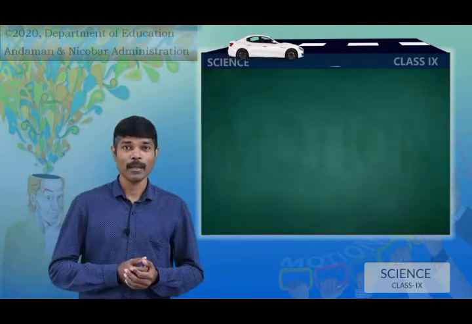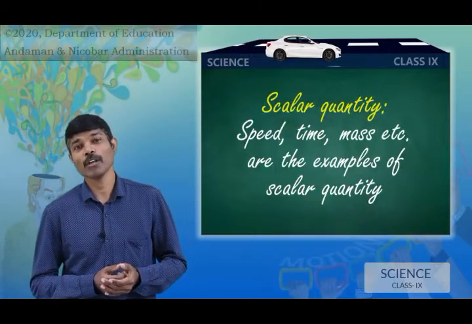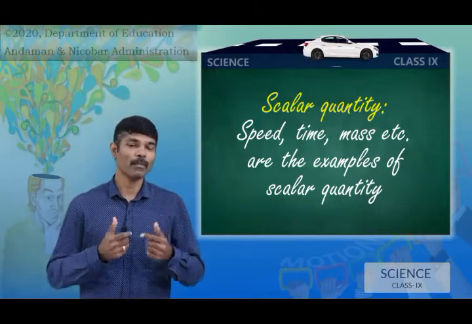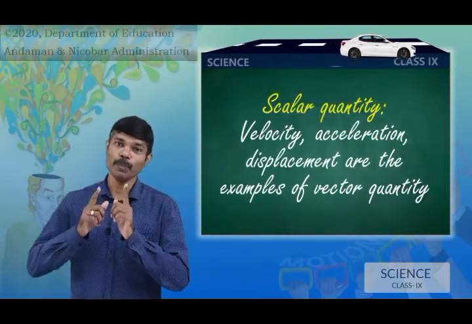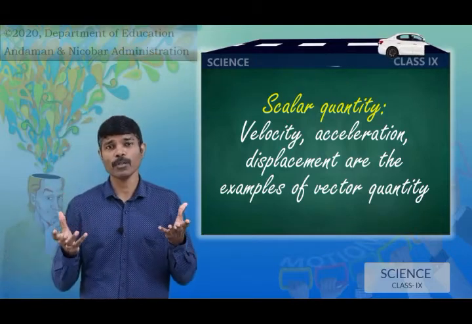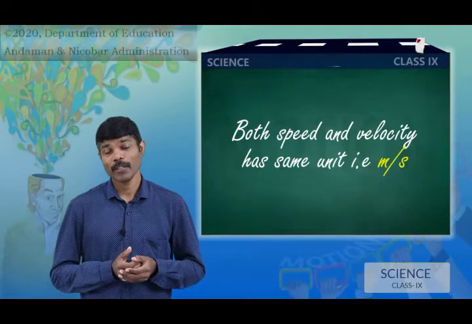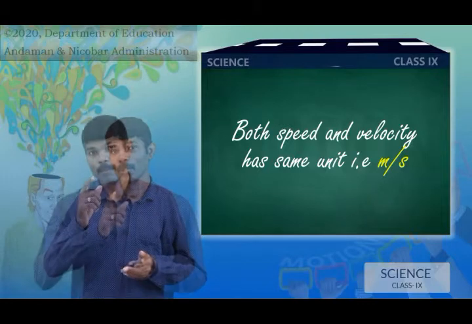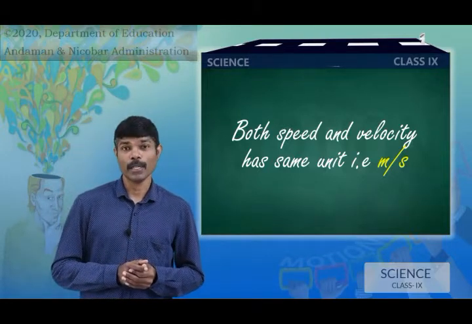Say for an example, a bus is moving at 30 km per hour towards north. Here north refers to the direction. So whenever we talk about velocity, there must be direction. So speed with direction is known as velocity. So both speed and velocity have the same unit, but speed is a scalar quantity where no direction is involved, whereas velocity has both magnitude as well as direction. So velocity is considered a vector quantity.